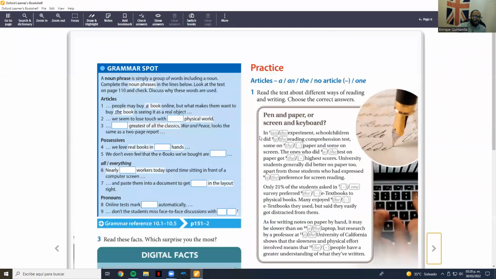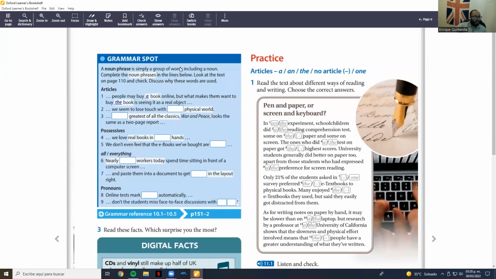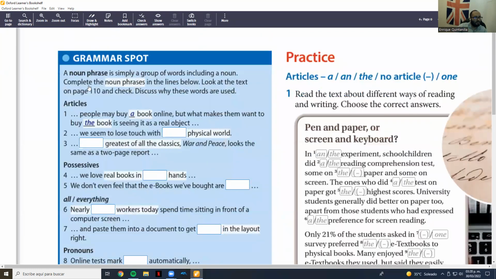All right, girls, we have the grammar spot. A noun phrase is simply a group of words, including a noun. Complete the noun phrases in the lines below. Look at the text on page 110 and discuss why these words are used. For example, people may buy a book. It's just one that makes them the book. Yeah, it's all according to the text. So let's pretend that you did it.